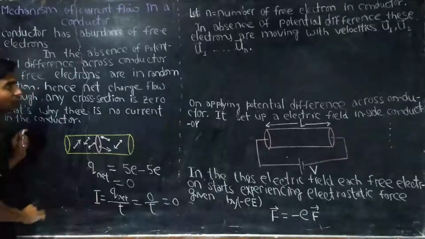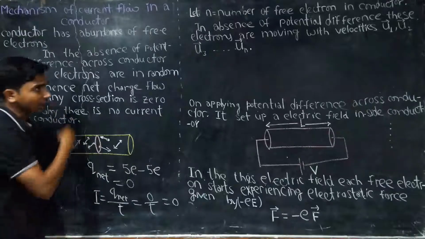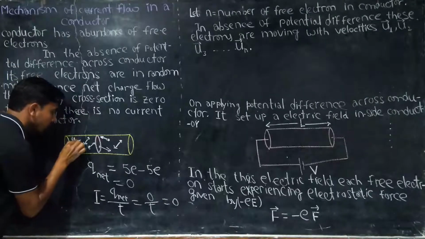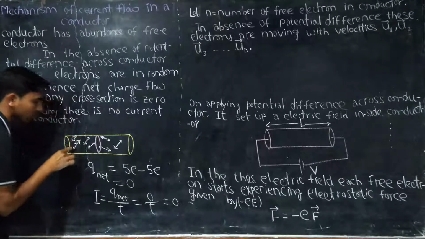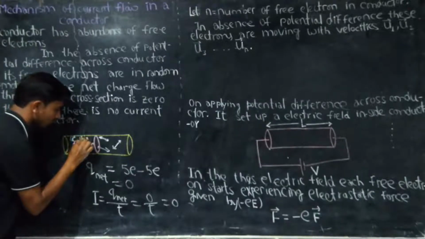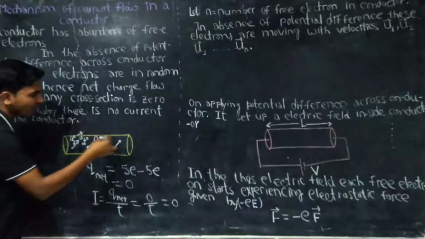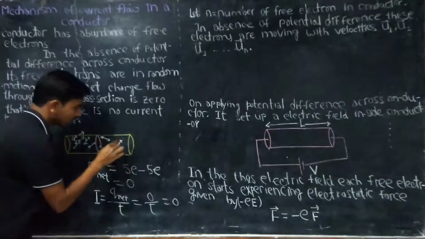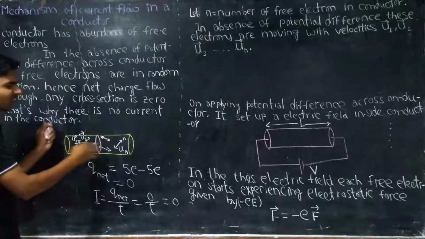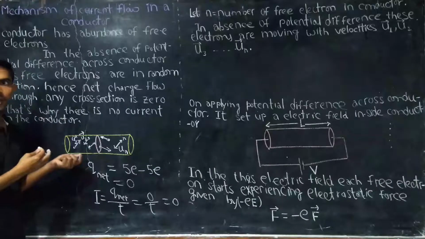Now, the electrons are in random motion, and all electrons are moving with different velocities. Suppose this is your first electron, and the first electron is moving with u1. Suppose this is your second electron, and the second electron is moving with u2. Similarly, n number of electrons are present, and this is your nth electron. These are random motions, so the average velocity of the electrons will be 0.